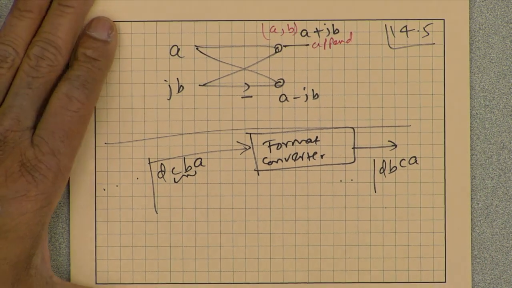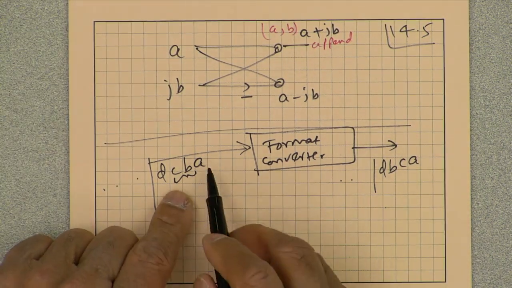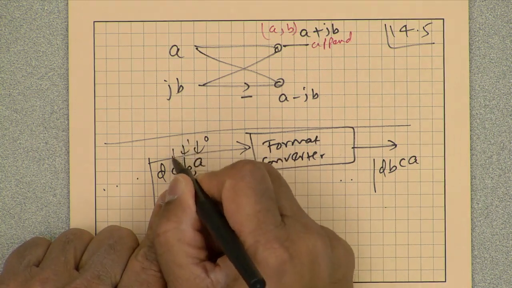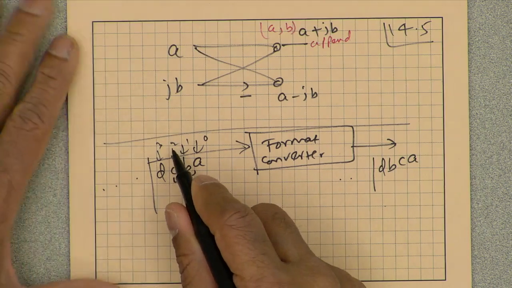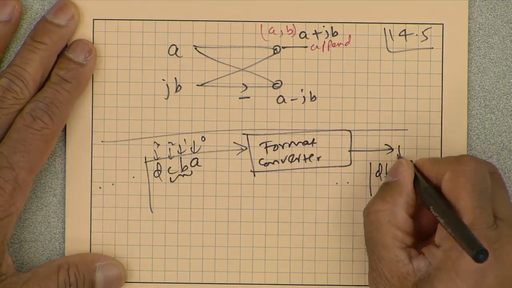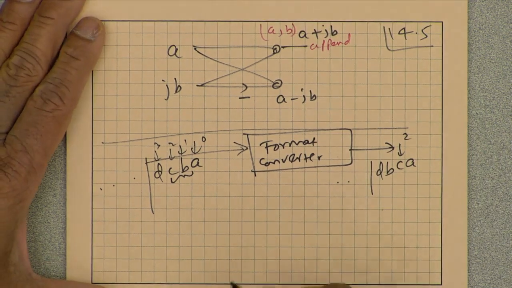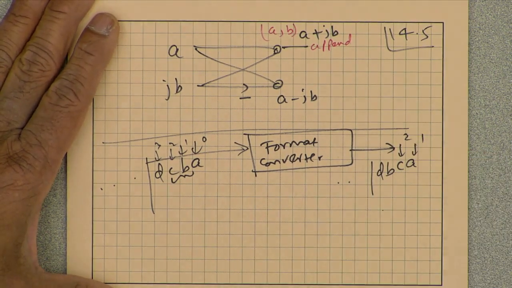So what's the minimum latency that we need? If I assume this is input in clock cycle 0, 1, 2, 3, then C, which was input in clock cycle 2, cannot be available at the output before clock cycle 2, and that means A must be available at clock cycle 1.